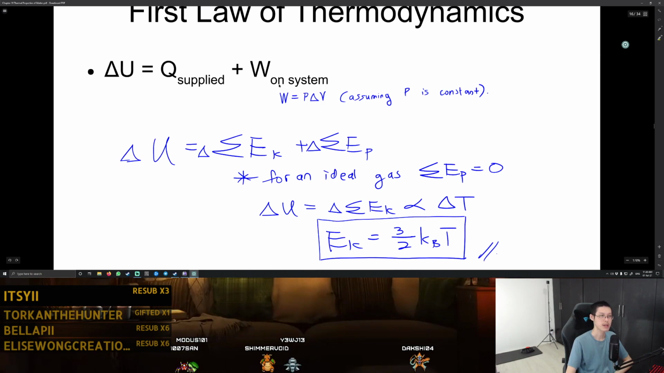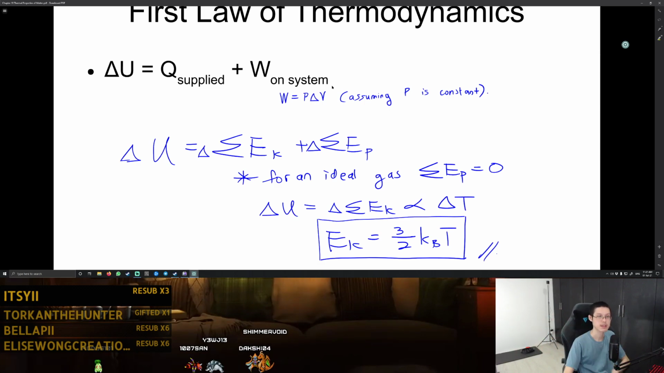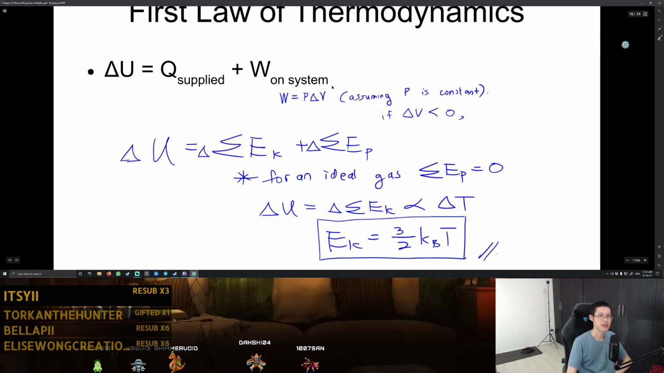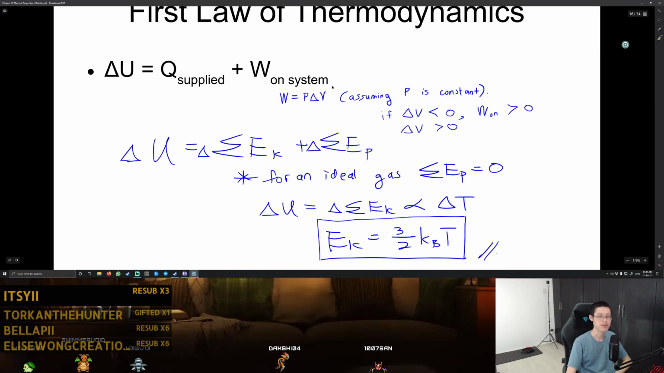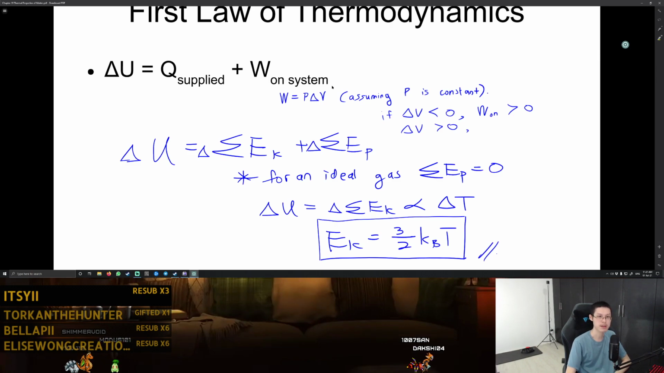So work done on the system means the volume of the system is decreasing. So you're doing work on the system. You're sort of compressing the system. You can think of it like that. So if delta V is negative, then the work done on the system is positive. If delta V is positive, so your volume is increasing or the system is expanding, then the work done on the system would be negative.